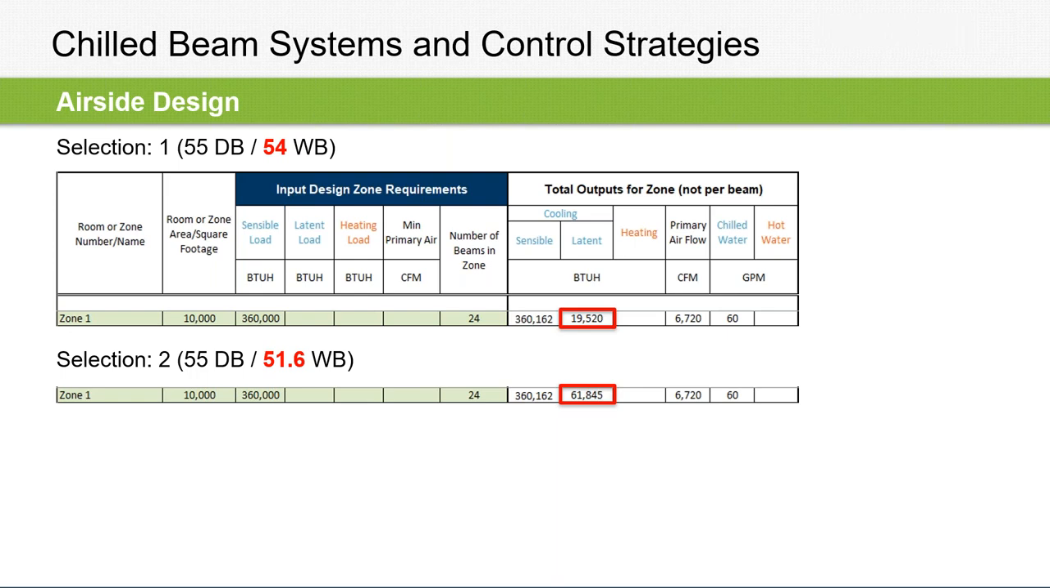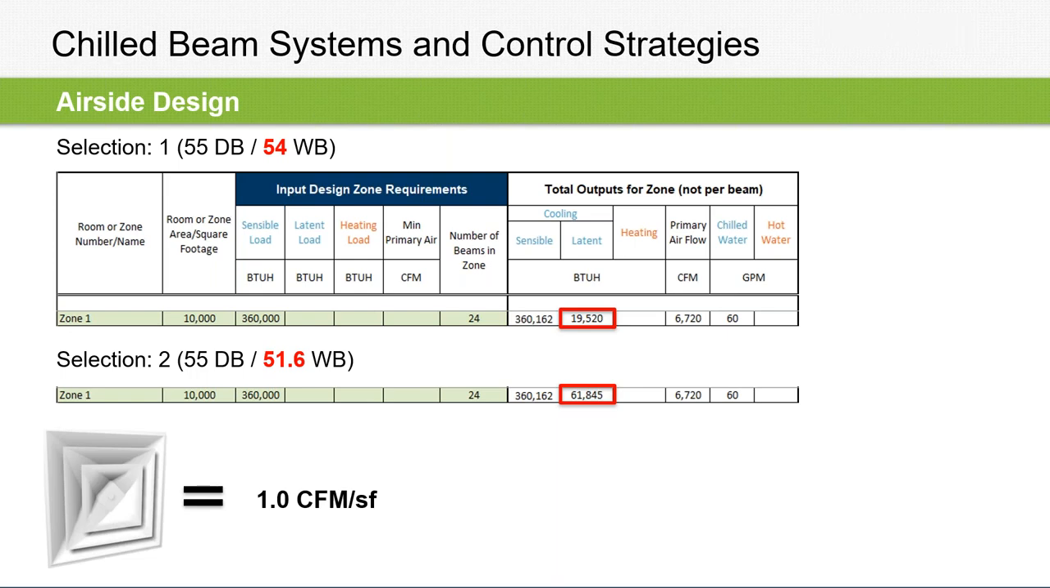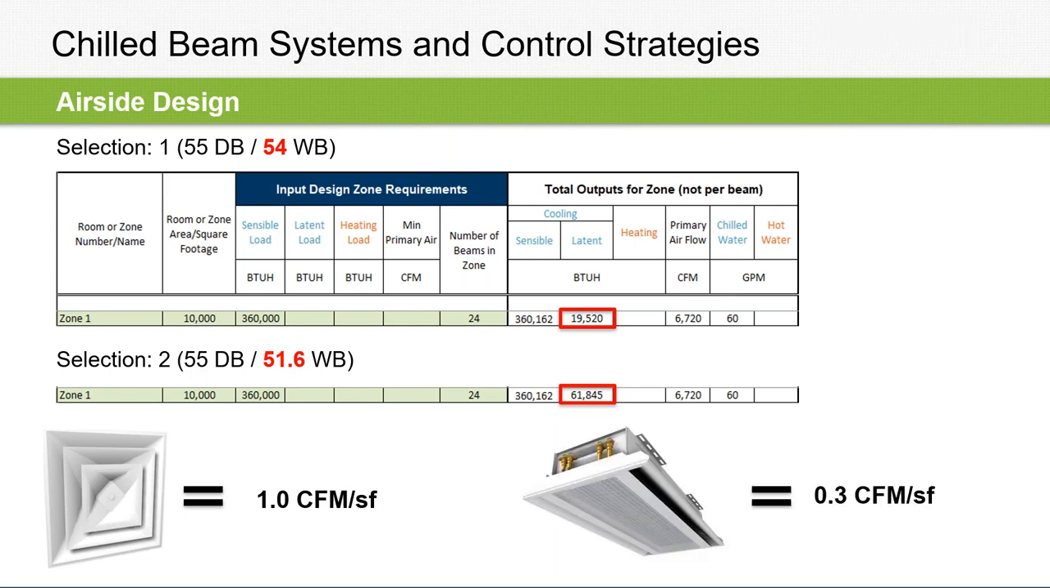So that makes a lot of sense for beams. If we're looking at that one CFM per square foot baseline example, just a rule of thumb for VAV systems, and we're able to do that with a chilled beam system at 0.3 CFM per square foot, or a third, we would need to triple the latent capacity per CFM to get that latent capacity back.